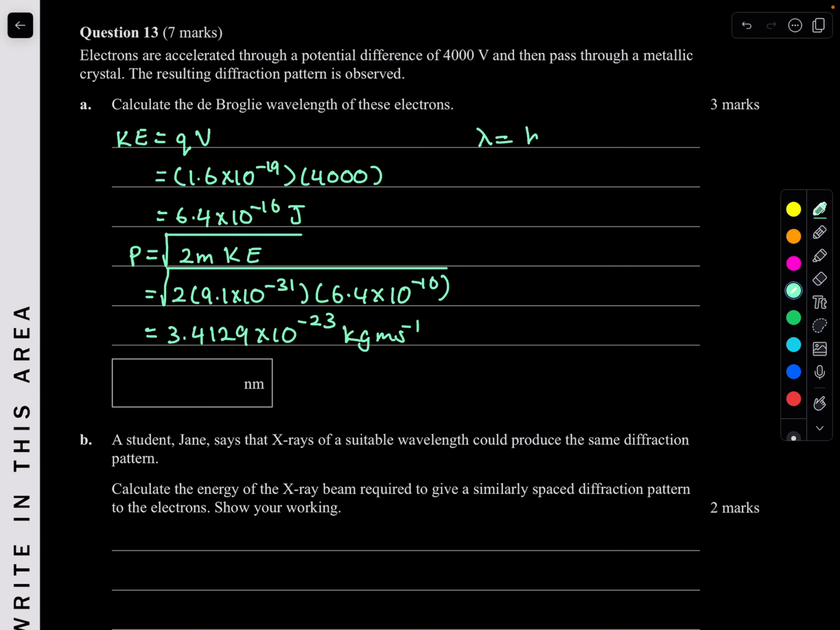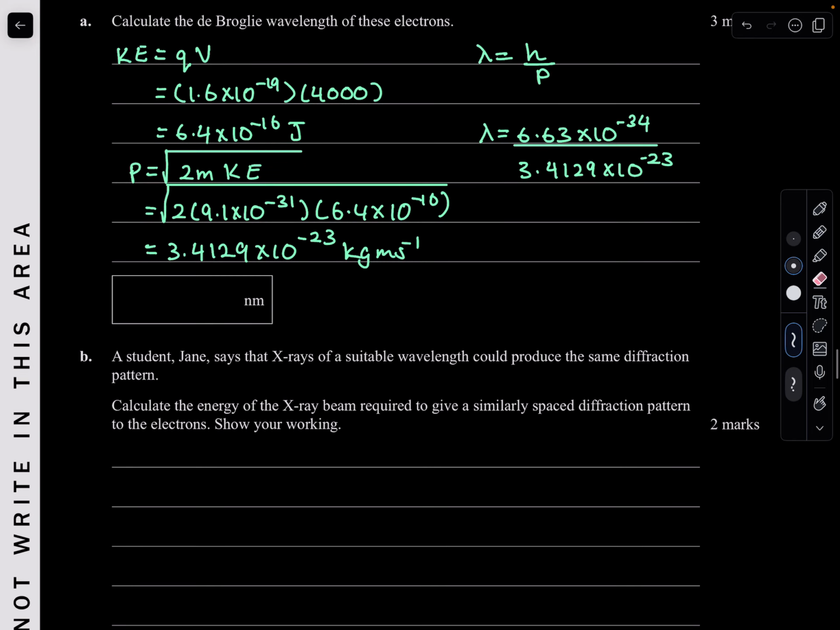Now that we have our momentum, we can easily calculate our de Broglie wavelength, because the wavelength is h over momentum. Is that right? Yes. Your h is 6.63 times 10 to the negative 34. Just looking at my summary sheet, is that the right value? Yep. And your momentum is 3.4129 times 10 to the negative 23. So 6.63 times 10 to the negative 34 divided by the answer. I've got the wavelength in meters, but we want it in nanometers, so I'm going to times it by 10 to the power of 9. That gives me about 1.9 times 10 to the negative 2.